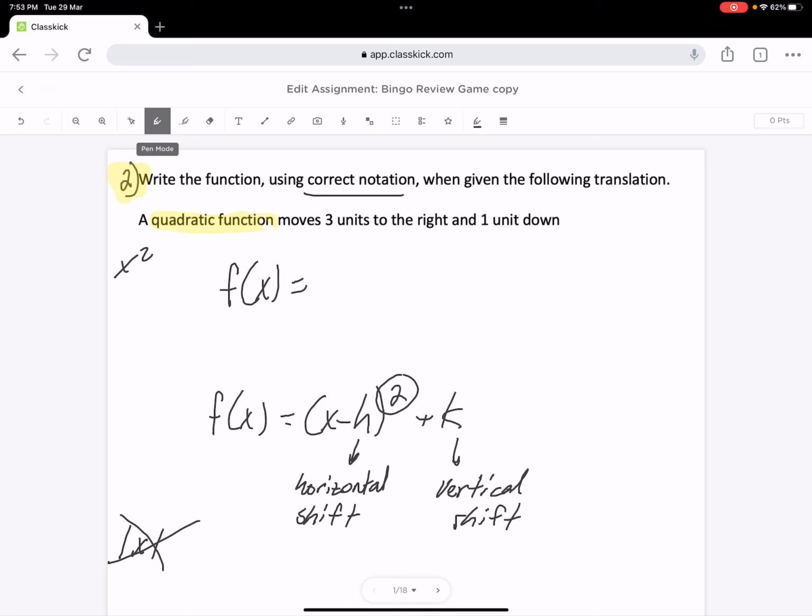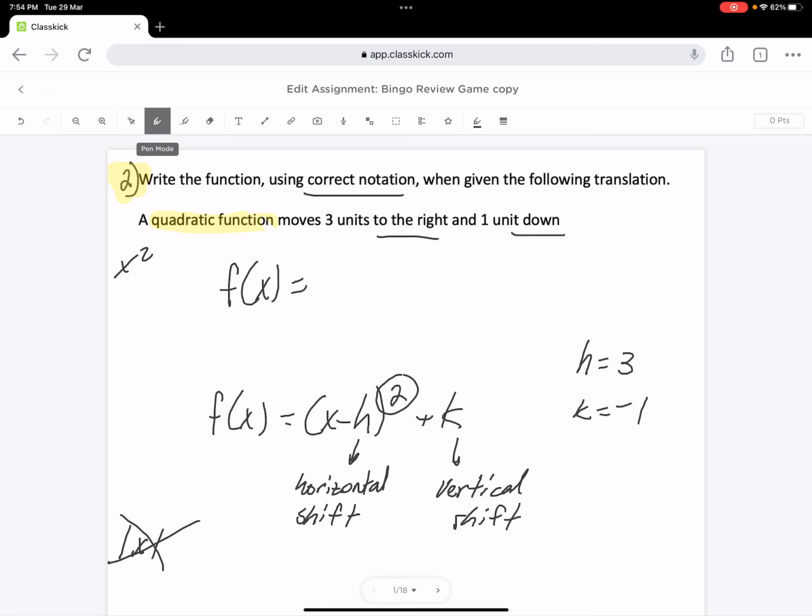So I'm now looking to see, am I moving left, right, up, or down? Well, I'm moving in both ways. I'm moving right and I'm moving down. So that means that I need to take into consideration what my h and what my k is. So when we move 3 units to the right, my h is equal to 3. And when we move 1 unit down, my k is equal to -1 because when we move up or down, it's negative, left or right, right is positive.